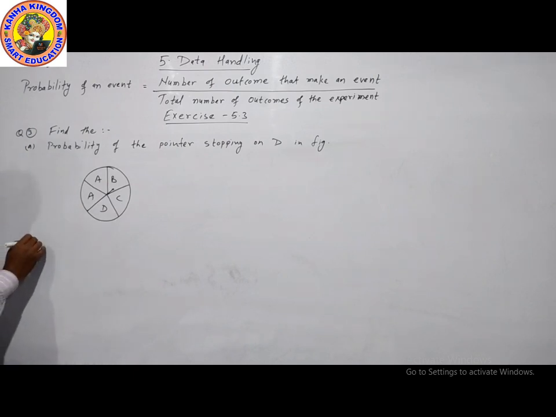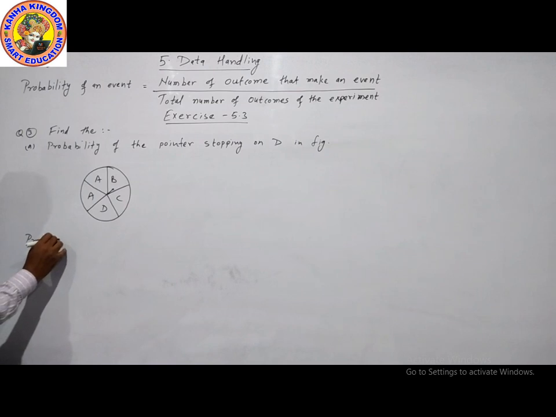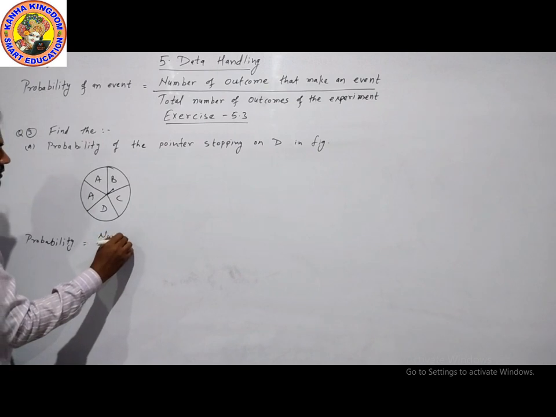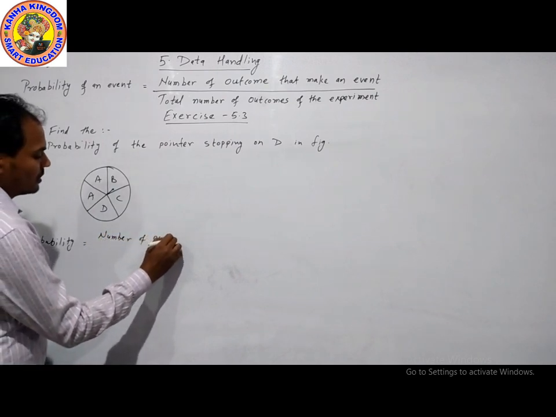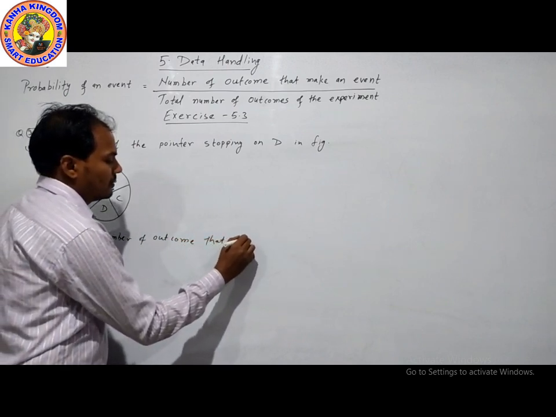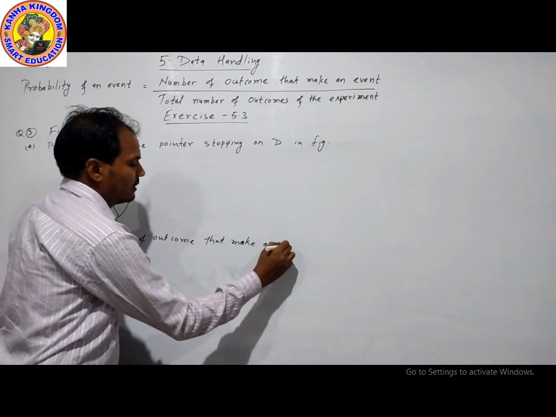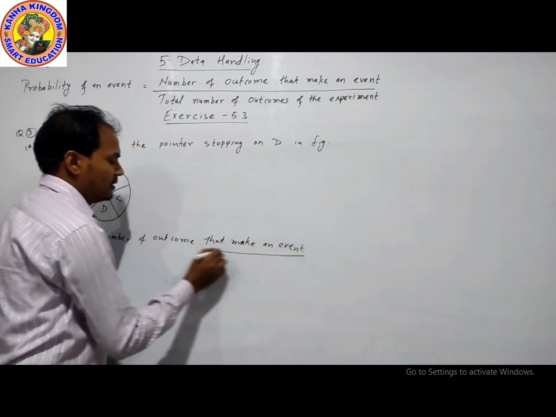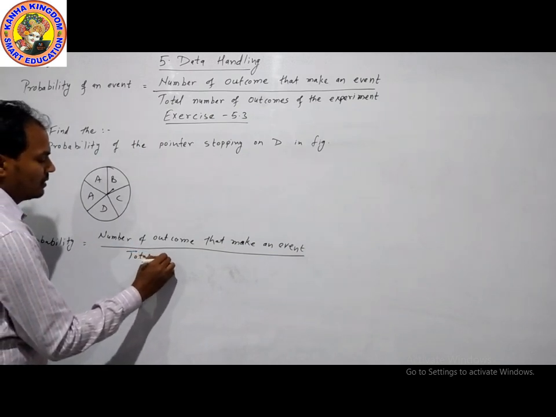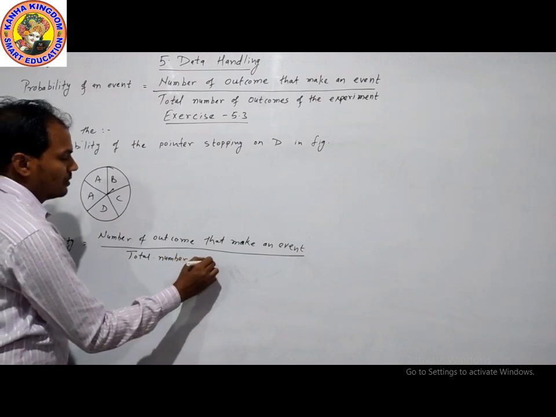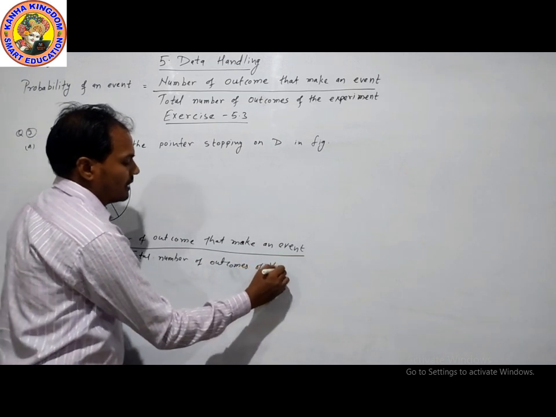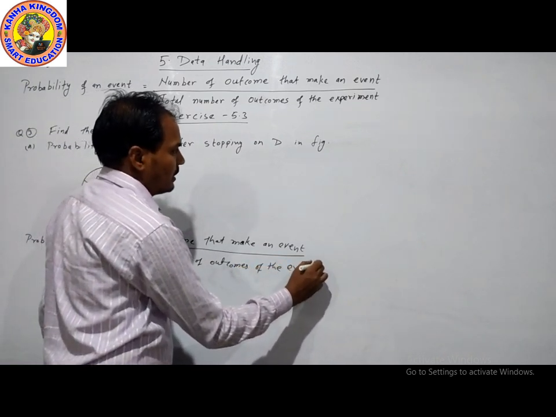The formula. First of all, we will write the formula. Probability is the number of outcomes that make an event, divided by the total number of outcomes of the experiment.